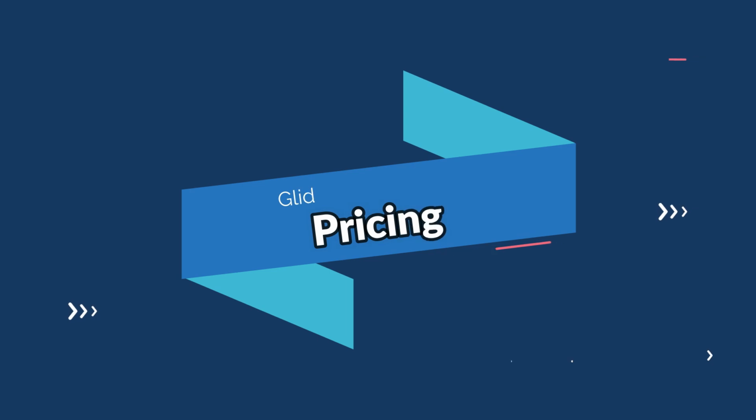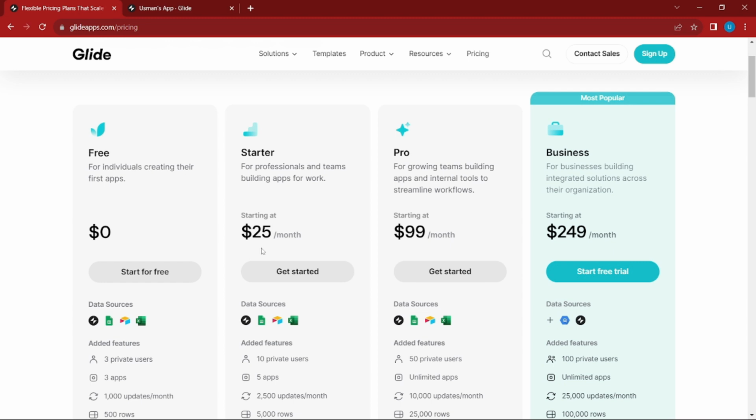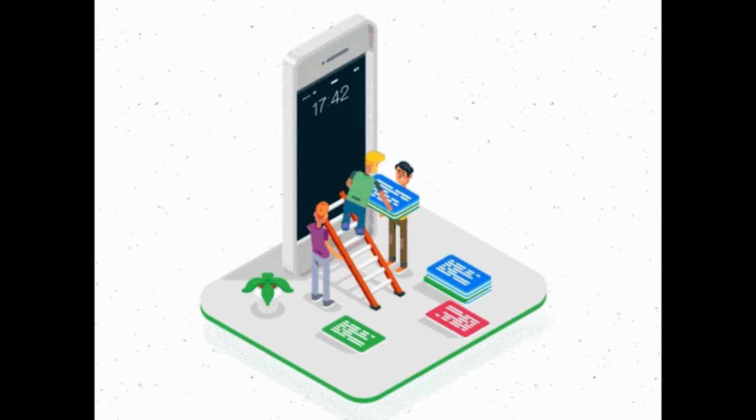All right, so if you talk about the pricing for glide.com, first of all, you can use it for free, in which you'll get these data sources. You can access Excel and Google Sheets. Then you have the starter option, which is $25 per month. You can select Pro, which is $99 per month, and Business, which is $249 per month.